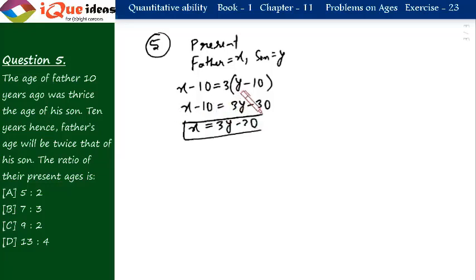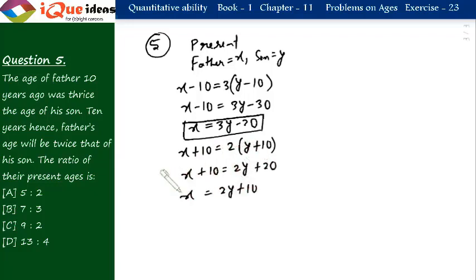This is the first relation. Now 10 years hence, father's age will be twice that of son. So 10 years hence it would be x plus 10, and it is twice the son's age at that time, which would be y plus 10. Remember, present age is y. So 10 years hence it would be y plus 10. If you open this, you will get x plus 10 equal to 2y plus 20. Hence, x is equal to 2y plus 10.